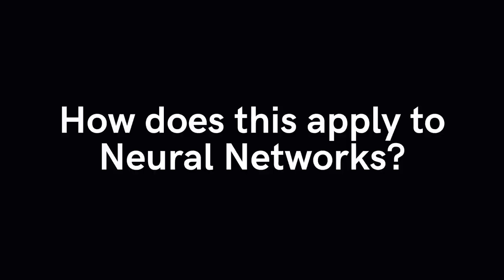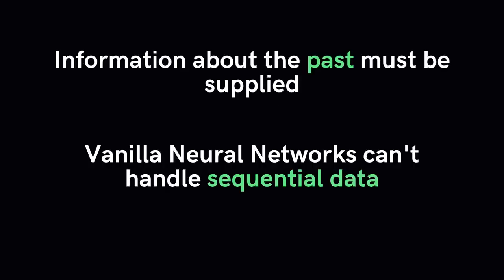Why did I give you this example? How does this apply to neural networks? In the introduction, I said vanilla neural networks can't model every single situation or problem that we have. And the biggest problem, it turns out, is that plain vanilla feed-forward neural networks cannot model sequential data.